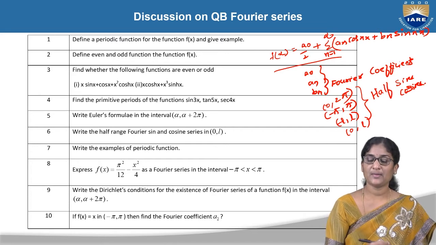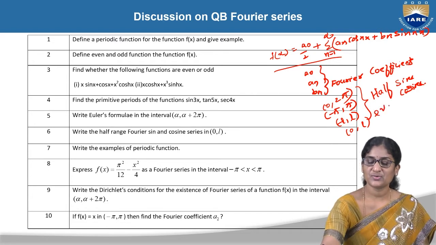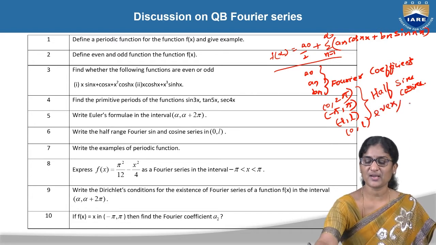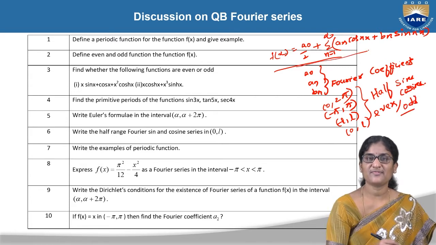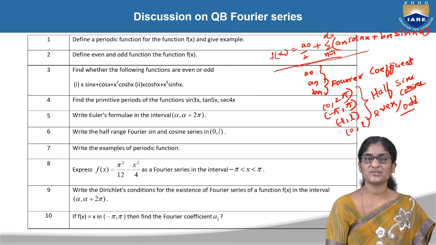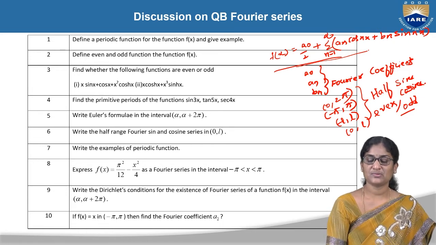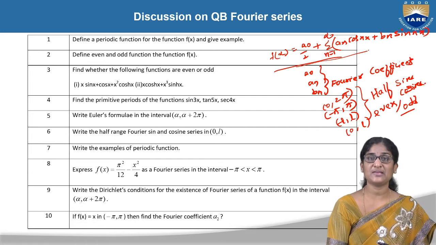Apart from this, it is better to know whether the function is even or odd. So many different types of functions can be handled by only one expansion of the Fourier series, that is a naught by 2 plus summation n from 1 to infinity of an cos nx plus bn sin nx. So four different intervals, two half range series, and two different even and odd functions: totally 8 different types of functions we are going to face in the question bank.